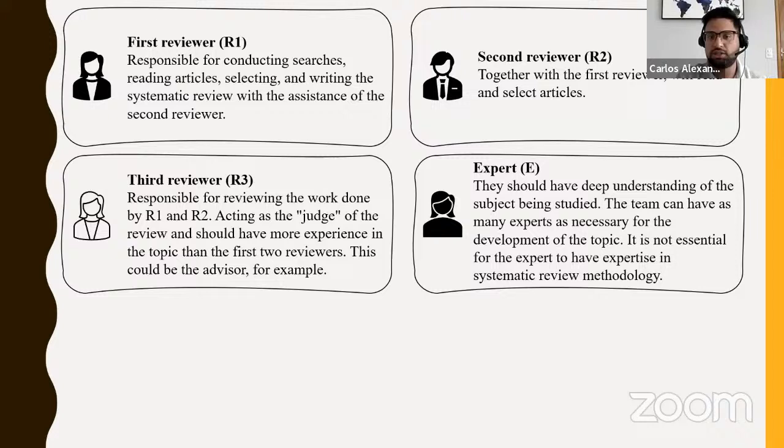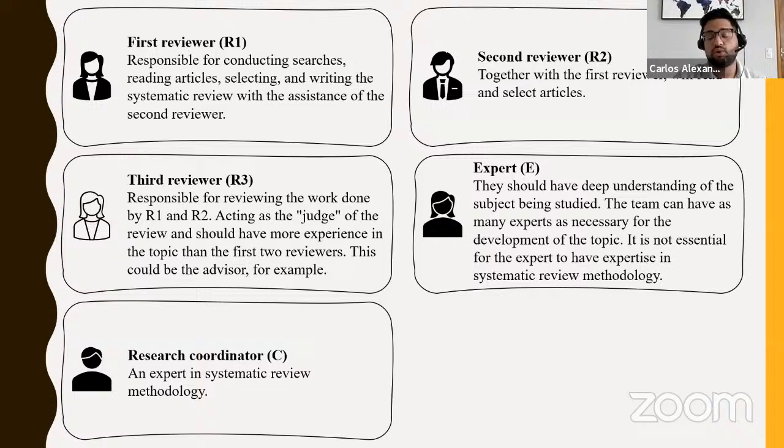And then we have the research coordinator. This person should be specialized, expert, or at least have more experience in systematic review methodology. This person is going to advise, according to the study design, how to conduct the screening, the search strategy, the including or excluding of studies, and how to write the paper, the sections of introduction, methodology, results, discussion, conclusion, and all the important things the methodology should comprise.